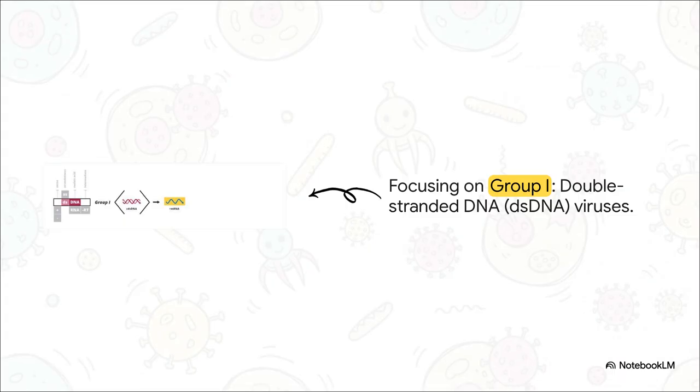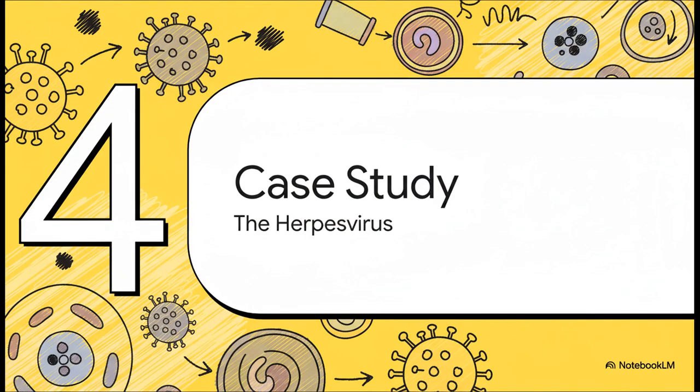We're going to focus on Group 1, the double-stranded DNA viruses, or dsDNA for short. Their genetic code is structured just like ours is, which gives them a pretty nasty home field advantage once they're inside our cells. This group has some very famous members, like herpes viruses and pox viruses. So let's put all this theory to the test. Let's take a look at the herpes virus as our case study and see exactly how a Group 1 virus runs its 5-step plan, with its own special twists.